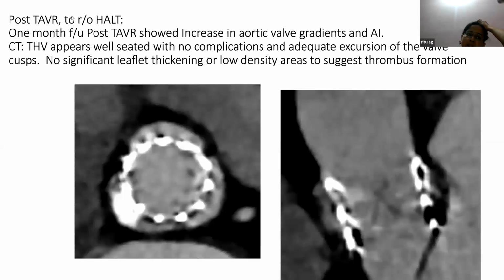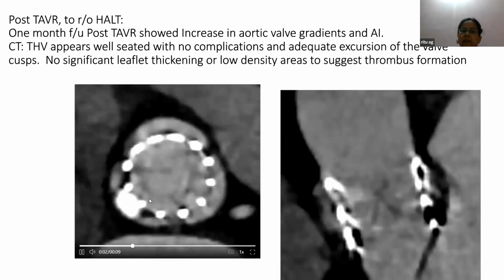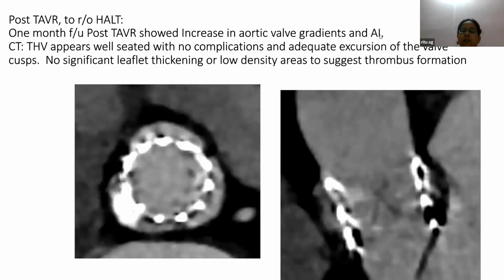Now, besides that, one of the most important complications is HALT. So HALT is hypoattenuating leaflet thickening. What happens is when the patient comes for TAVR and they have follow-up echocardiography at a month, there is increased gradient, and there is aortic insufficiency, which makes the cardiologist worry if the valve is failing.